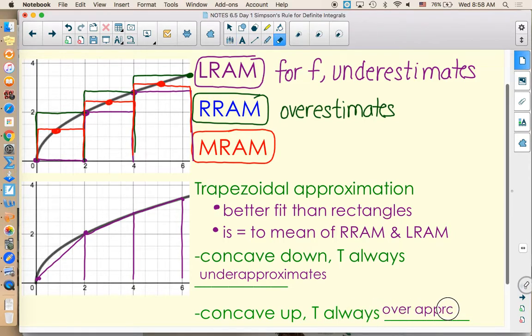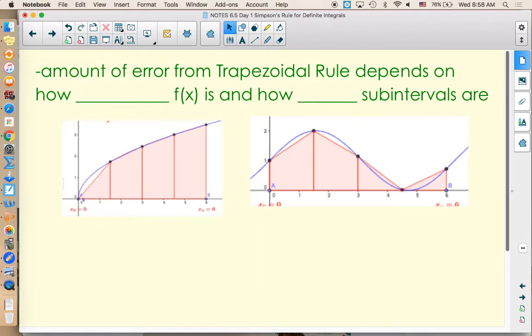If our curve is concave up, then our trapezoid side lengths are going to be over the curve, and therefore our trapezoids are going to include a little extra area, and it always over approximates if the curve itself is concave up. When we add this new method in, we're going to try to get rid of some of that error that comes from all the methods that we've got.